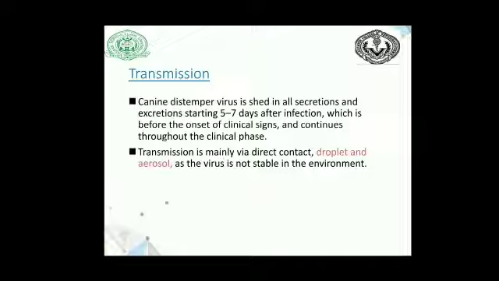Next, transmission. How is this disease transmitted? Canine distemper virus is shed in all secretions and excretions starting from 5 to 7 days after infection, which is before the onset of clinical signs, and continues throughout the clinical phase. Transmission is mainly via direct contact, that is droplet and aerosol, as the virus is not stable in the environment.